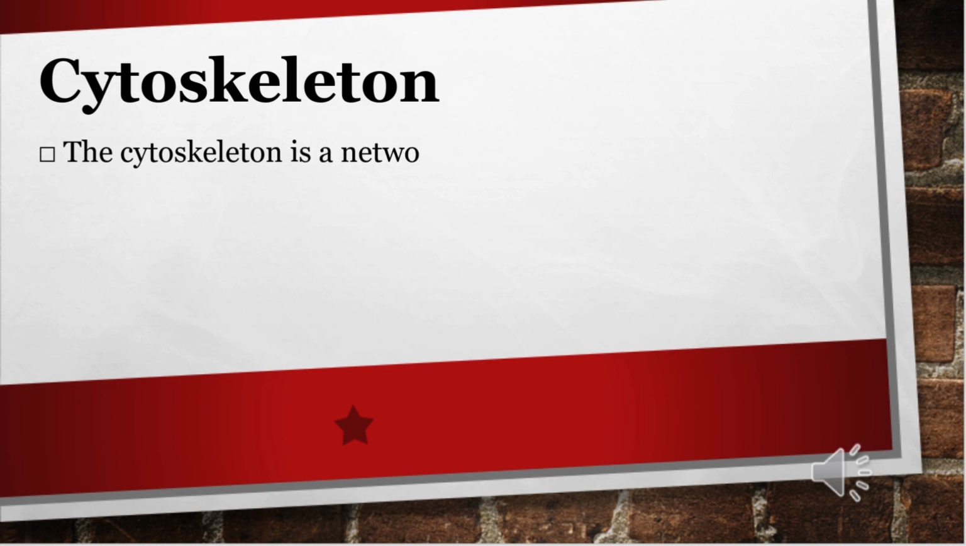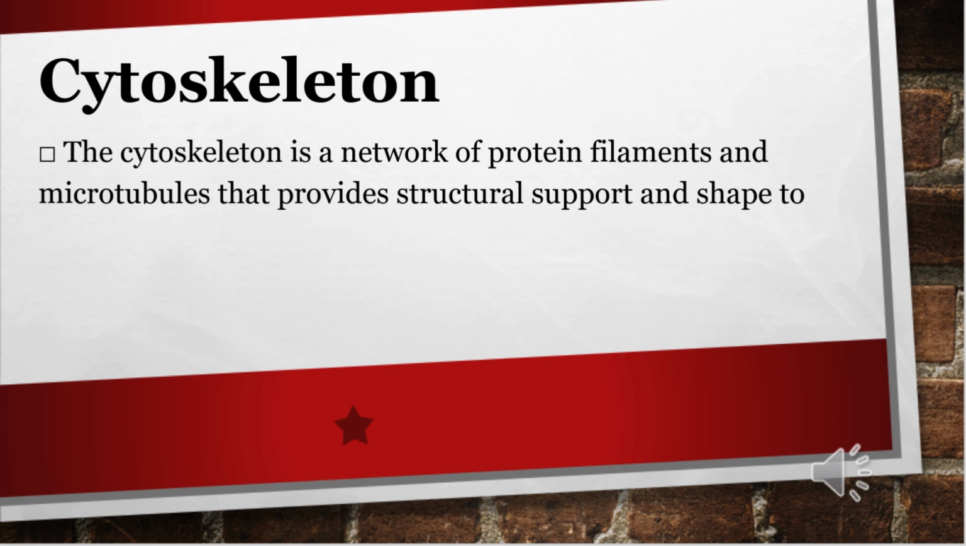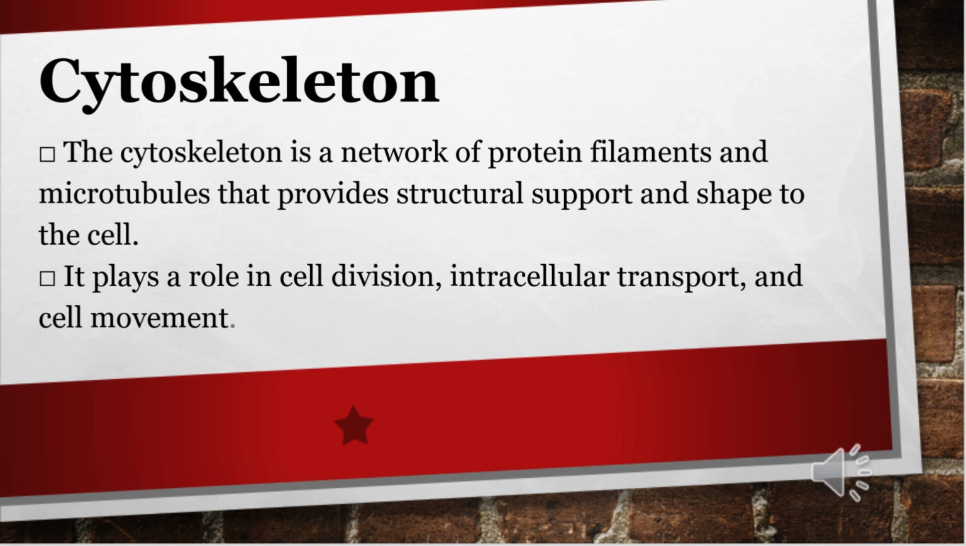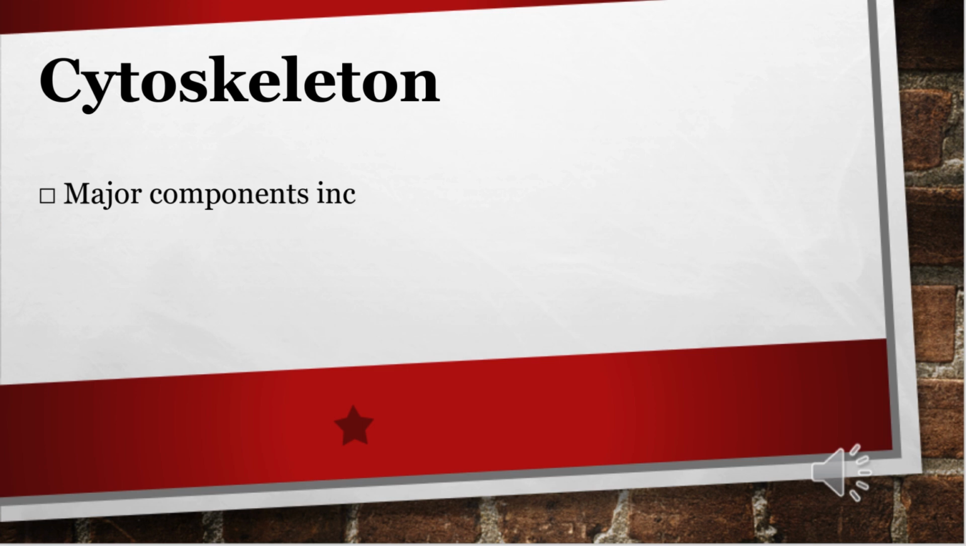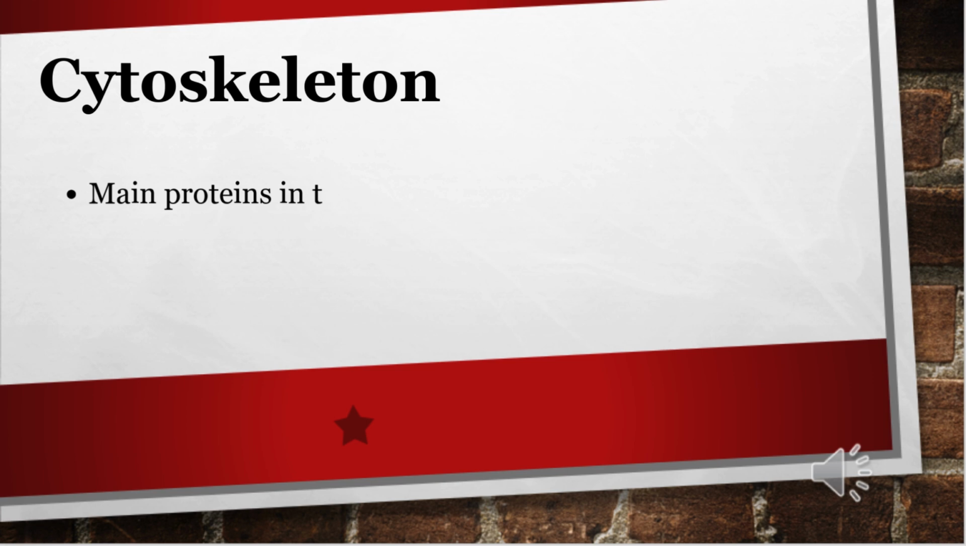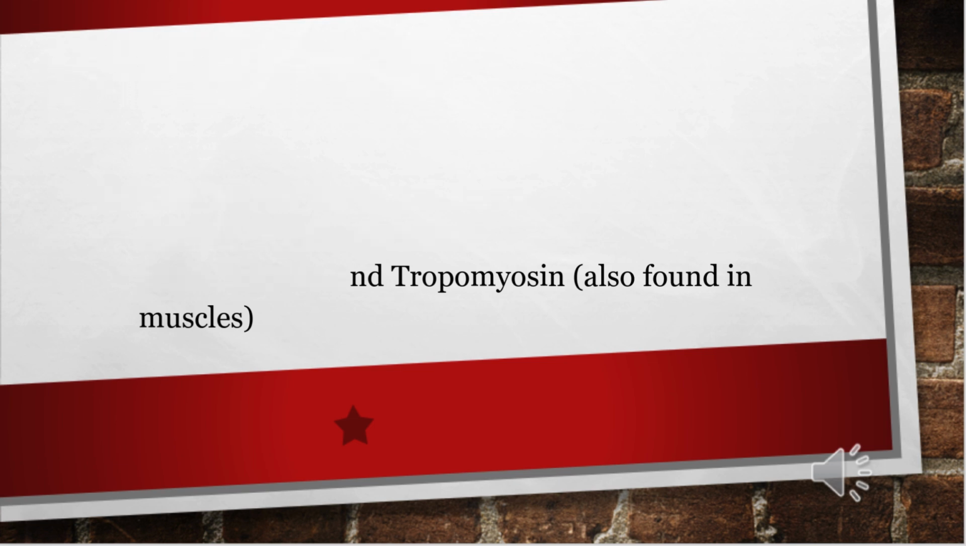The cytoskeleton is a dynamic network of protein filaments and microtubules that gives the cell its shape and structural support. It is involved in key processes like cell division, intracellular transport, and cell movement. The cytoskeleton consists of three main components: microfilaments, intermediate filaments, and microtubules. The main proteins that make up the cytoskeleton include tubulin, which forms microtubules, and actin, myosin, and tropomyosin, which are also found in muscle cells. These proteins are essential for maintaining cell structure, enabling cell movement, and supporting muscle contraction.